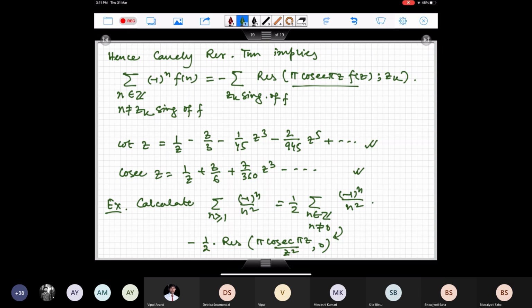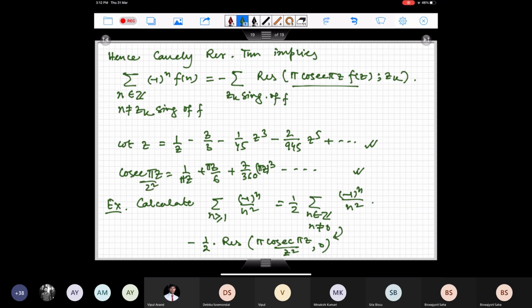So cosecant has a simple pole at z equal to 0, and when I am dividing by z square, I am getting a pole of order 3. Okay, so if I do this, you can imagine, if I replace pi over here, everywhere there will be pi, and then I need to divide by z square.